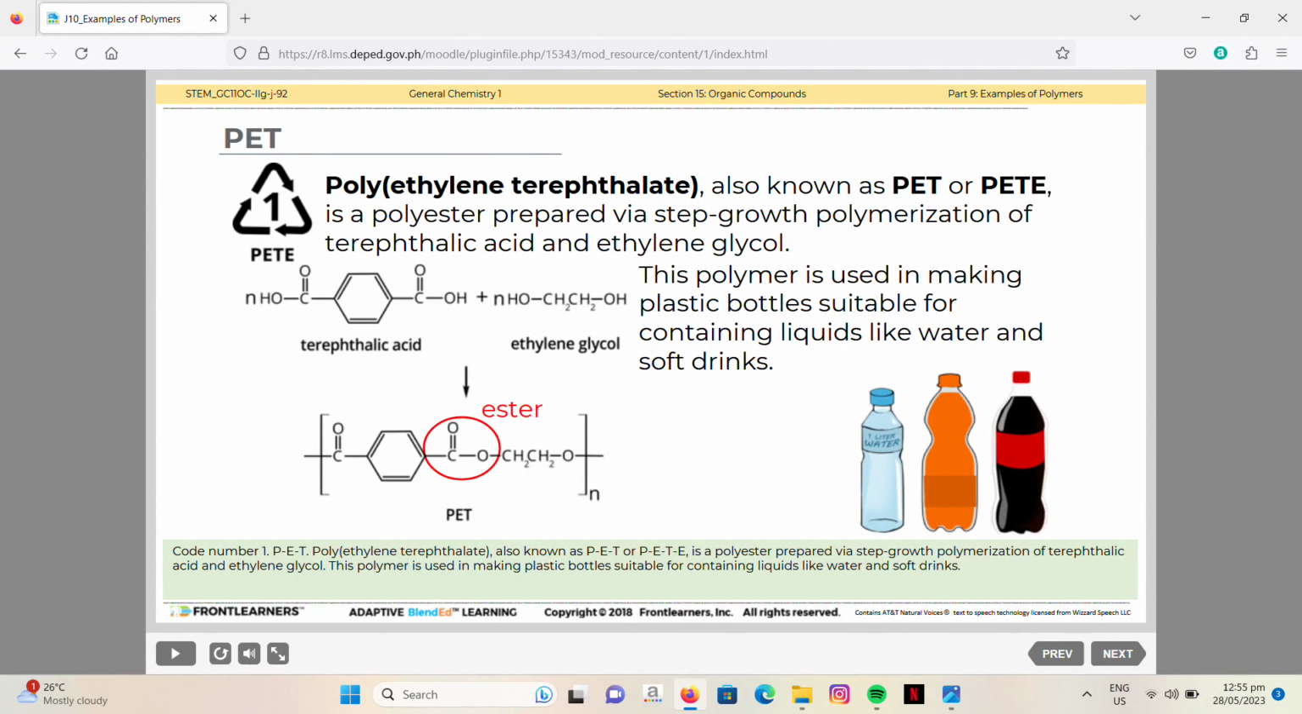Code number 1, PET. Polyethylene terephthalate, also known as PET or PETE, is a polyester prepared via step growth polymerization of terephthalic acid and ethylene glycol. This polymer is used in making plastic bottles suitable for containing liquids like water and soft drinks.